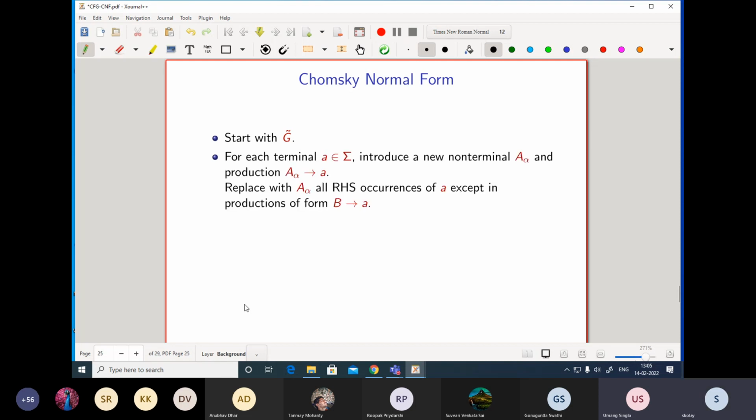So we start with G tilde and we modify the productions in the following way. Consider any terminal a in sigma. We introduce a new non-terminal A alpha and we introduce the production A alpha going to a. This is a new production we are including for each terminal symbol a. Now look at any existing production which is not of the form B going to a. If it's of the form B going to a, I leave it because this is allowed in my Chomsky normal form.